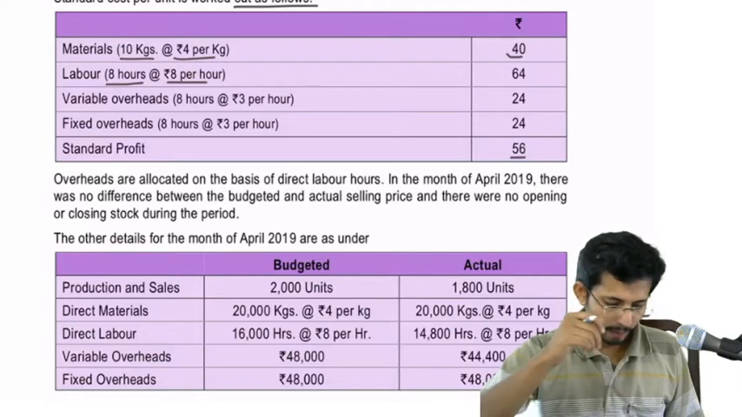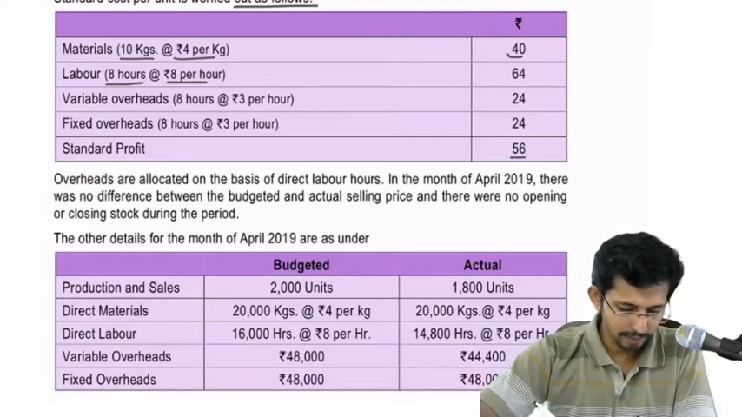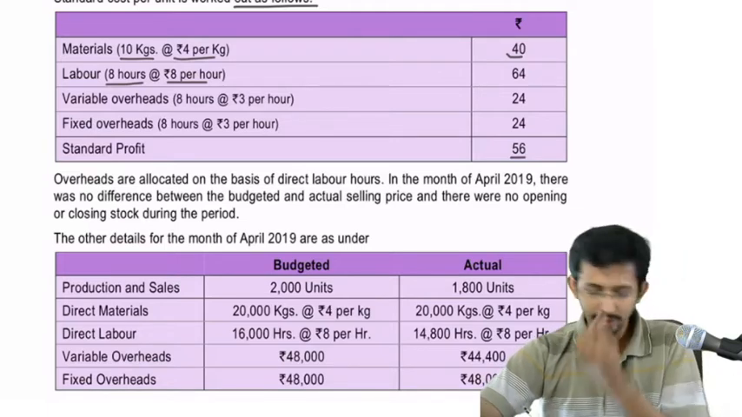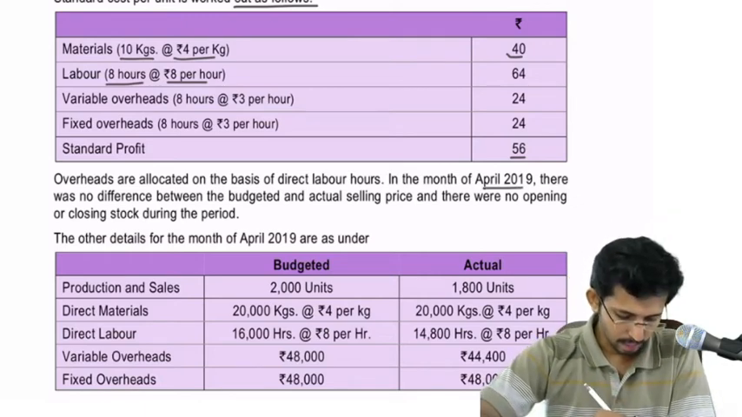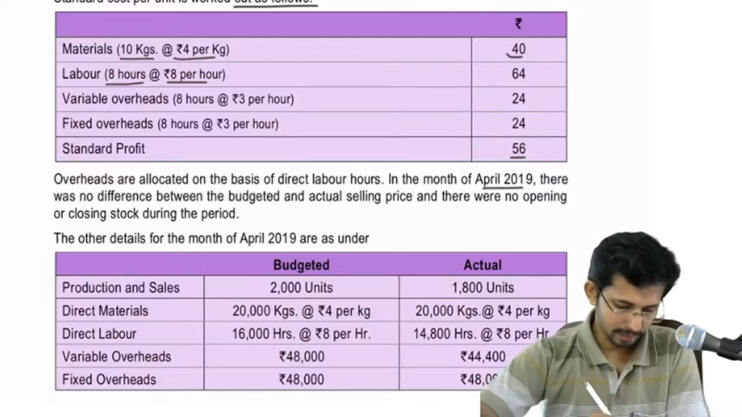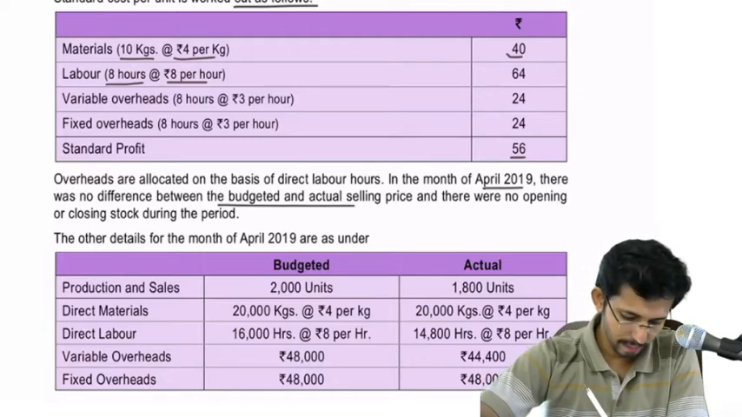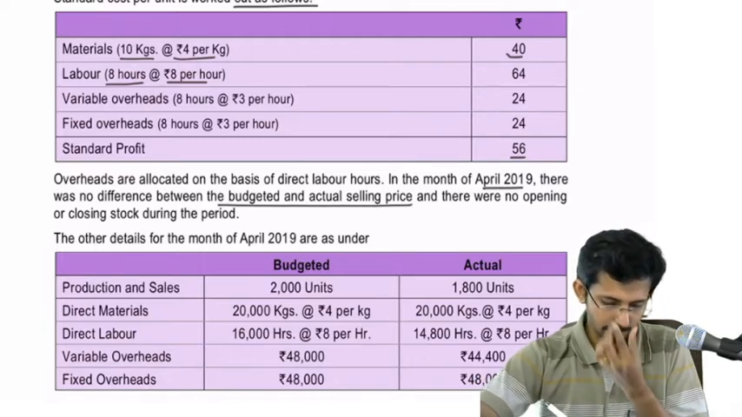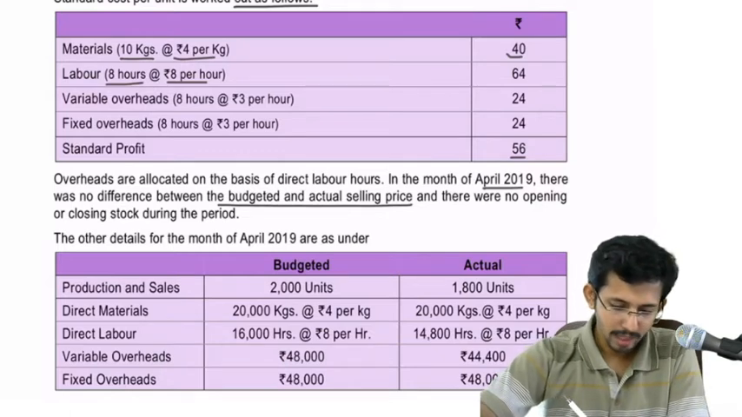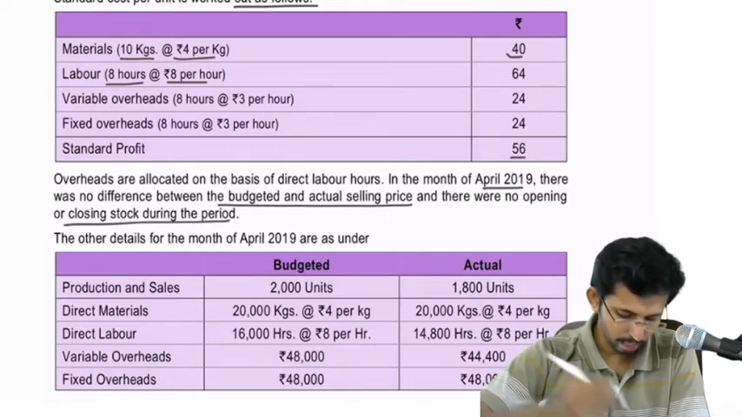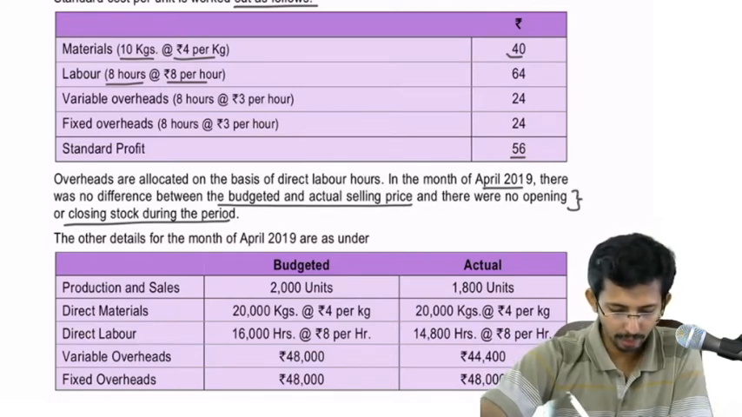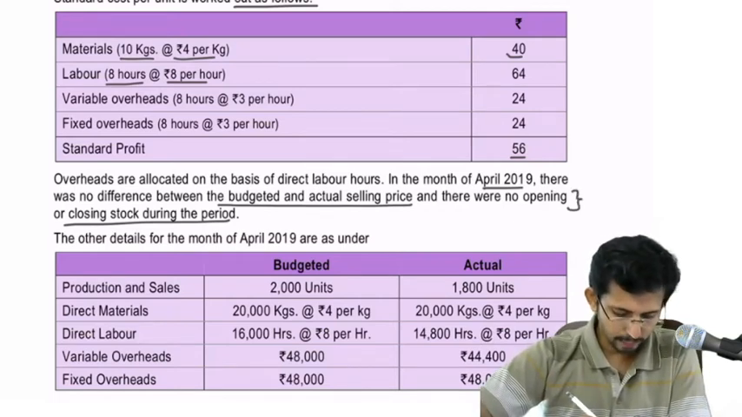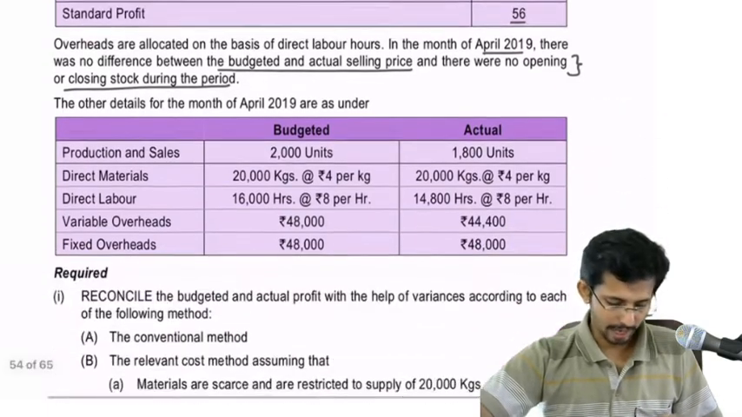Okay. Now overheads are allocated on the basis of direct labor hours. In the month of April 2019, there was no difference between the budgeted and actual selling price. There were no opening or closing stock during the period. So these two are some pretty good information. Now other details for the month of April 2019 are as under.